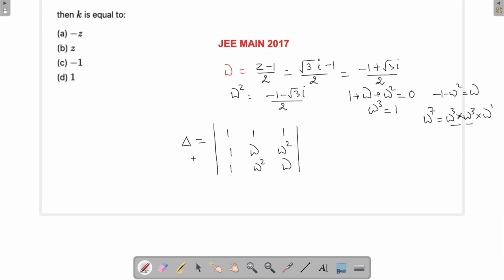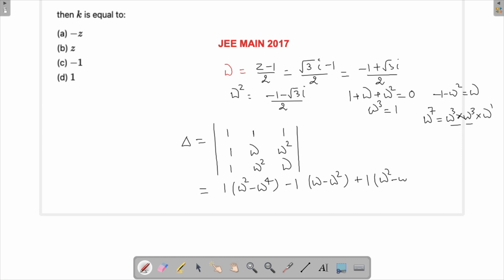So this is simple now. Now we can either directly expand it or use some property. So I'll just expand it. So what will happen? This will be 1 times omega square minus omega raised to the power 4. And then this will become minus 1, and this will become omega minus omega square. And then this will become plus 1, and then this will become omega square minus omega.